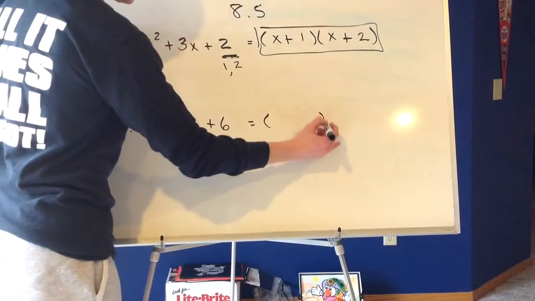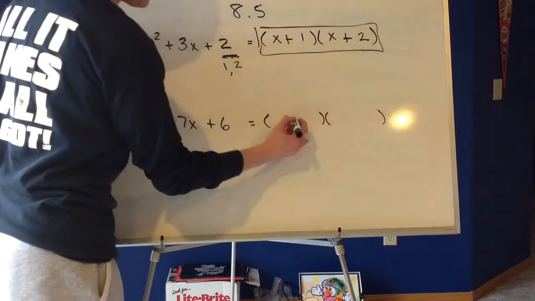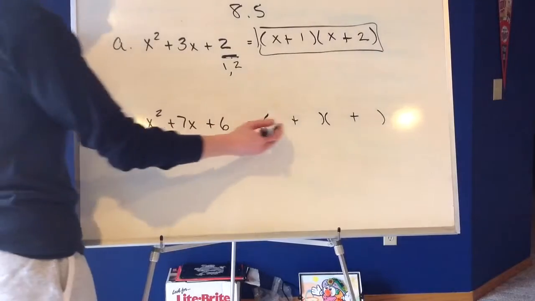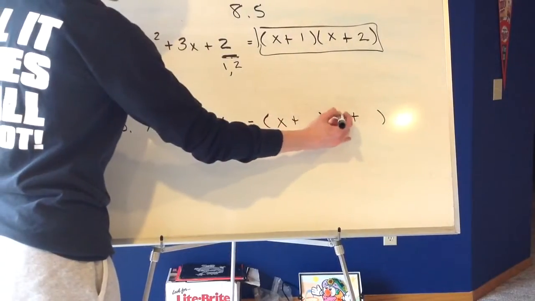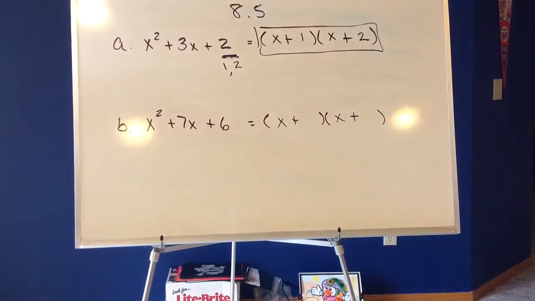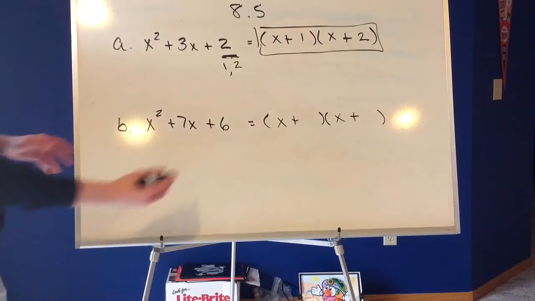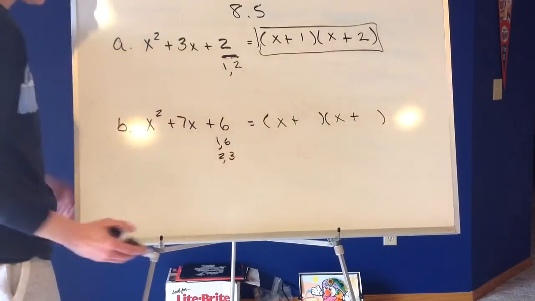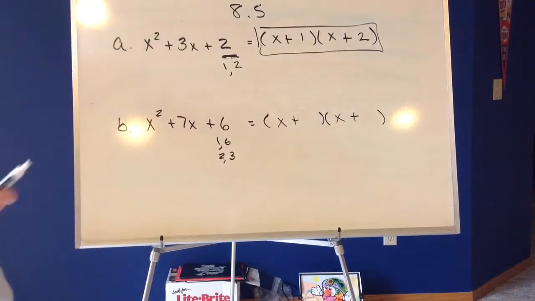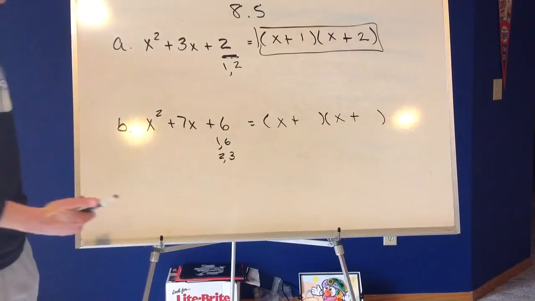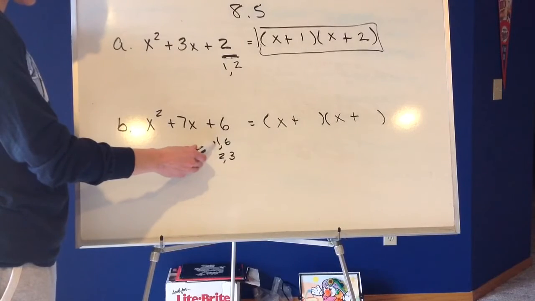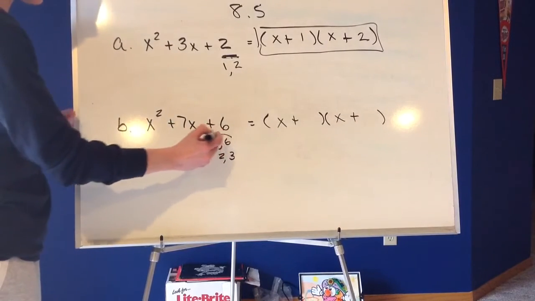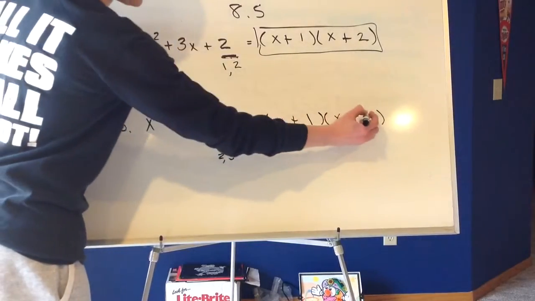So this one, because both the signs are positive, both of these will be positive. Because of our x squared, we're going to again have an x and x. Now, factors of 6, we have two options here. You've got 1 and 6, or you've got 2 and 3. But the right combination is the one that's going to add to the middle term. So obviously 1 plus 6 equals 7, where 2 plus 3 only equals 5. So that means I want to use the 1 and 6.